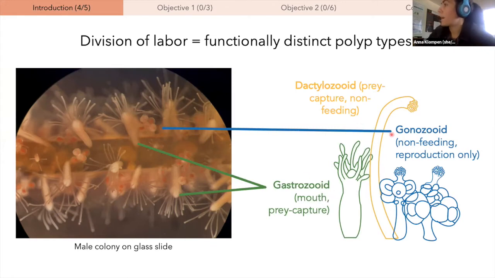There's another polyp type, which I'll talk about a little bit later, that you're not seeing here, called a dactylozoid. It's exclusively a prey capture polyp. It's also non-feeding. So again, the gonozoids and dactylozoids do not have a mouth. They're not responsible for digestion.